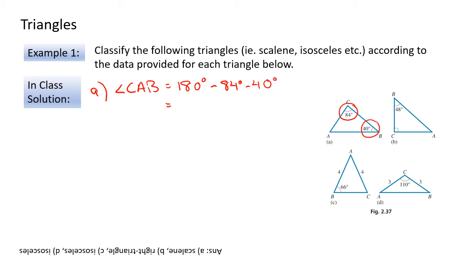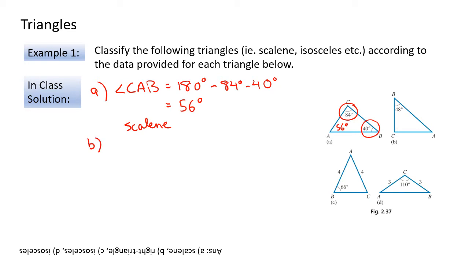And if we do that, we get 56 degrees. I almost wrote 46. So that means that all the angles are different, and correspondingly, all of the sides would then also be different, right? Because no angle is the same. So that means this must be a scalene triangle.